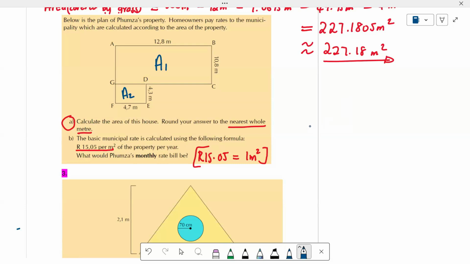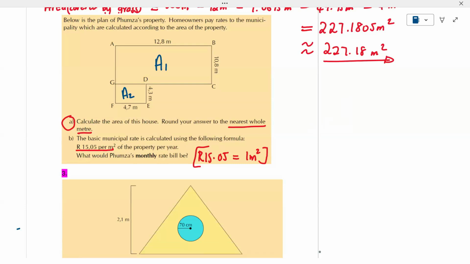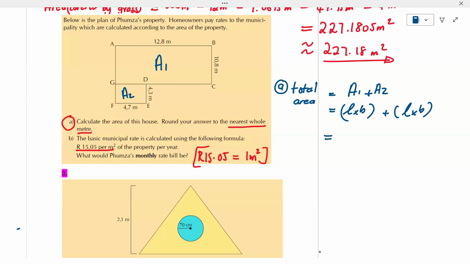No, it's not a square. It's what? It's a rectangle. Good. So you're going to calculate the areas of these two rectangles separately. So we can just say the total area will be equal to the area of 1 plus the area of 2. Area of 1 is length times breadth. Area of 2 is also length times breadth, or length times width.